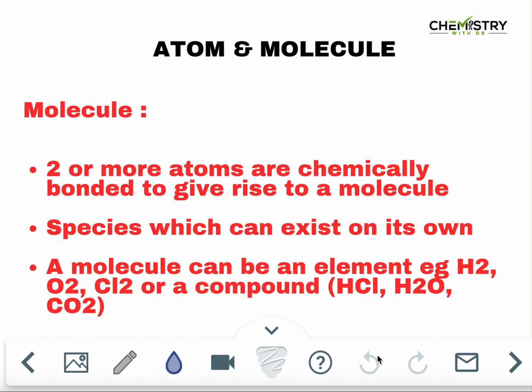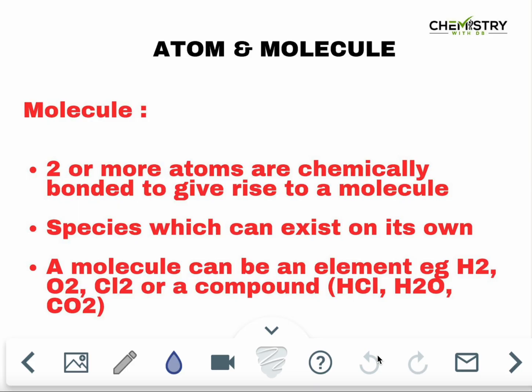On the other hand, if we look at a molecule, two or more atoms, when they are chemically combined to each other, that gives rise to a molecule. A molecule, unlike an atom, can exist on its own. An atom cannot exist on its own, especially if it's like oxygen, nitrogen, chlorine, hydrogen, which are diatomic, meaning two atoms have to be present together.